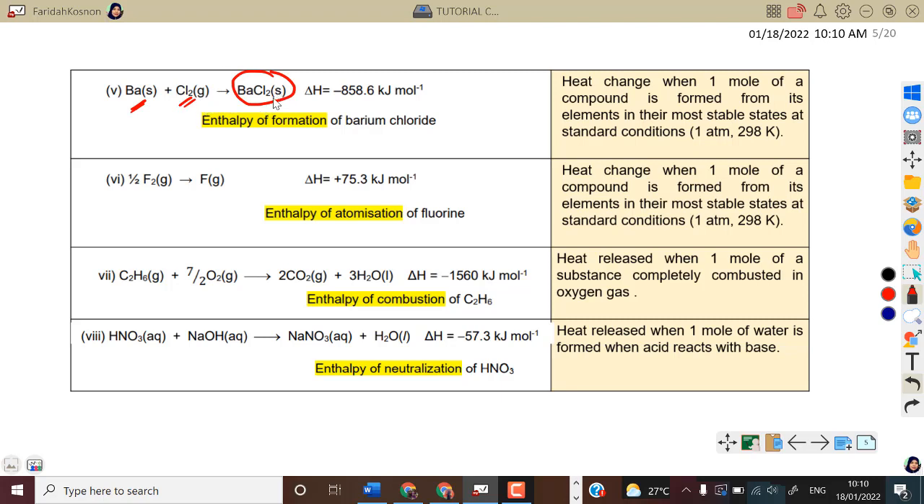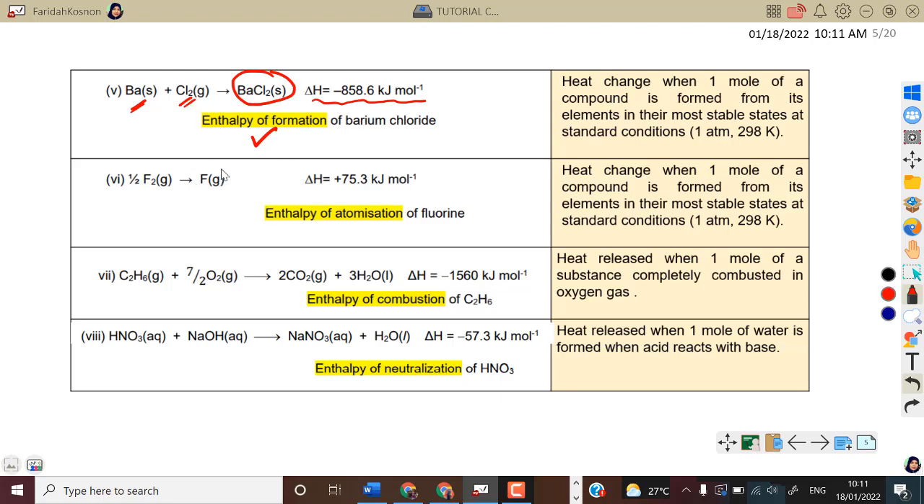So when 1 mole of barium chloride is formed from its element in the most stable state, the enthalpy change here, iaitu yang negative value ini, kita panggil dia apa? Enthalpy of formation of barium chloride. Okay. Alright. Okay, next. Kalau you tengok pada soalan number 6, apa yang berlaku?